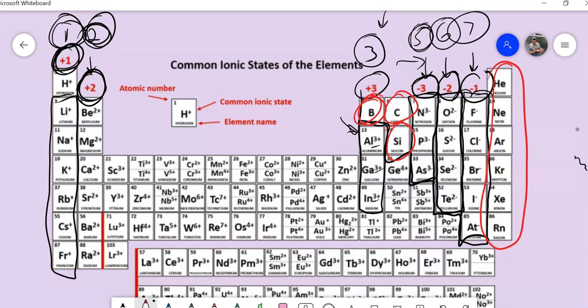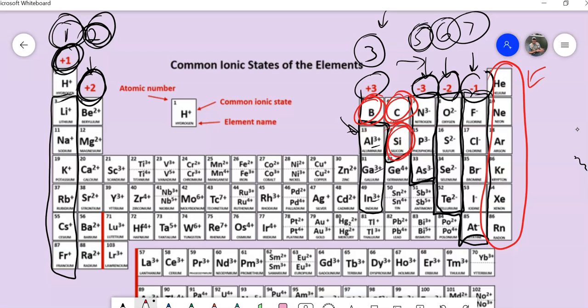Oftentimes, elements like boron, carbon, and silicon, in order to fill their octet, are going to share electrons in covalent bonds, which we'll get into later in our bonding unit. And of course, our noble gases don't gain or lose electrons because they already have a full s and p sublevel, except helium, which just has the 1s sublevel full, but their valence shell is already full.